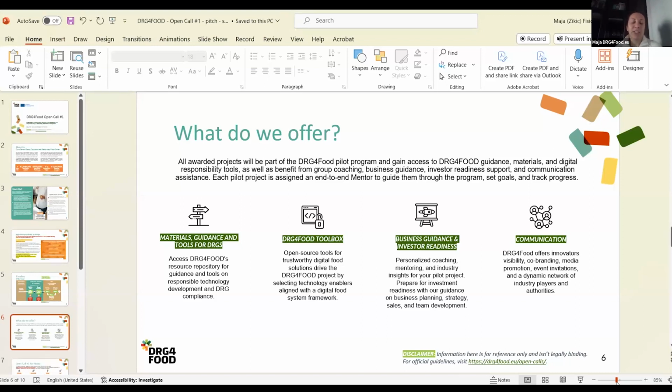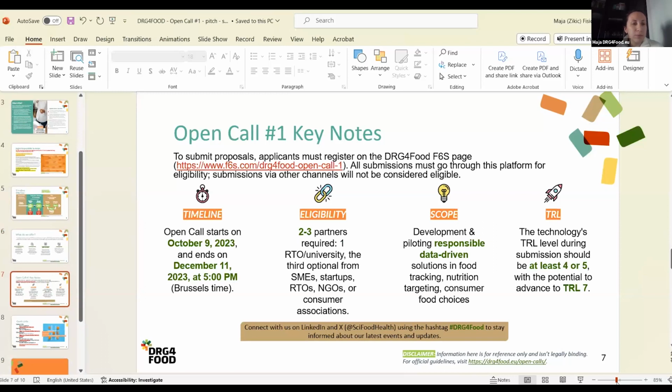Of course, along the way, we will offer you business guidance and investor readiness trainings, and also help you in further communicating about your solutions to the wider ecosystem of stakeholders, whether they are from the public or private sector, investors, and similar. So the program is fully tailored to your individual needs. Just to summarize the main notes, don't miss the deadline, 11th of December.